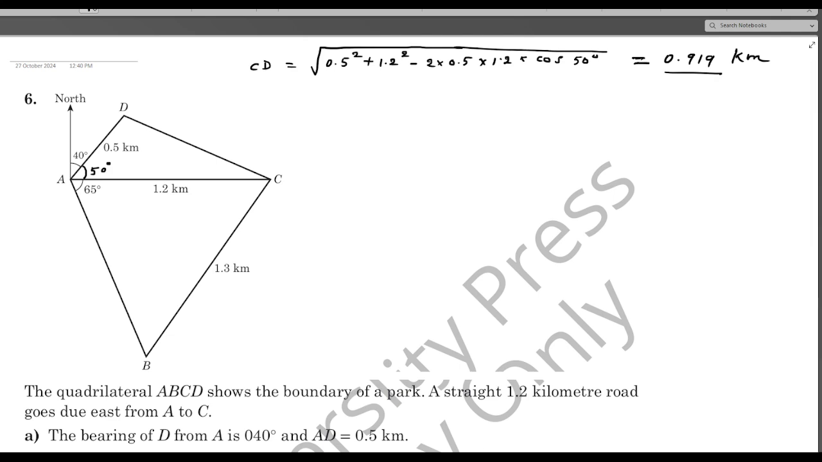Okay, this is your question number 6. 0.918 kilometer. Let us check the calculation once again. 0.5 square plus 1.2 square minus 2 times 0.5 times 1.2 times cos of 50 degree. Okay, so whatever result we get, we should take square root of that. I have not taken square root. The square root of that is 0.958.